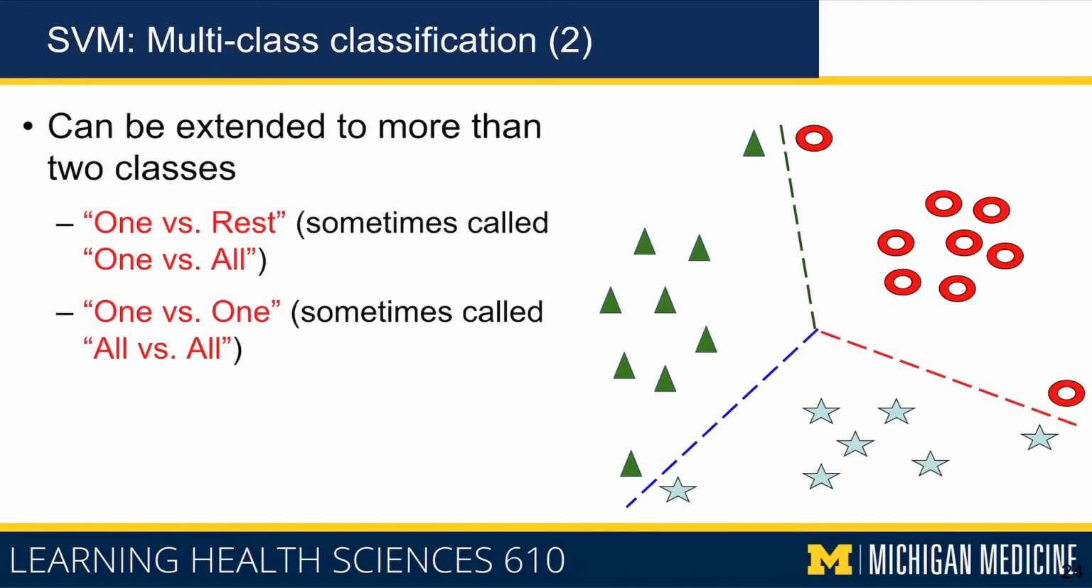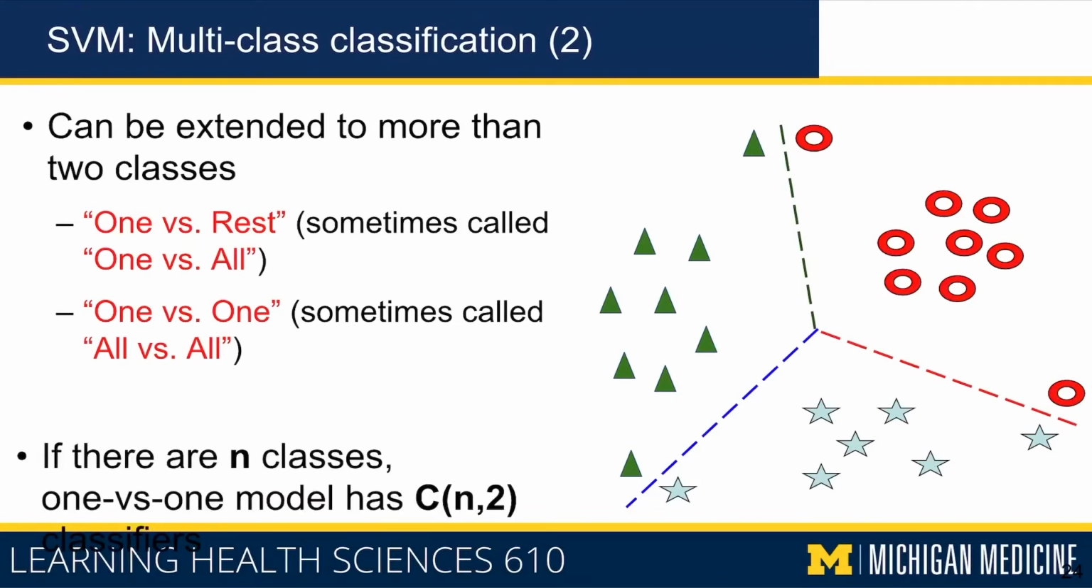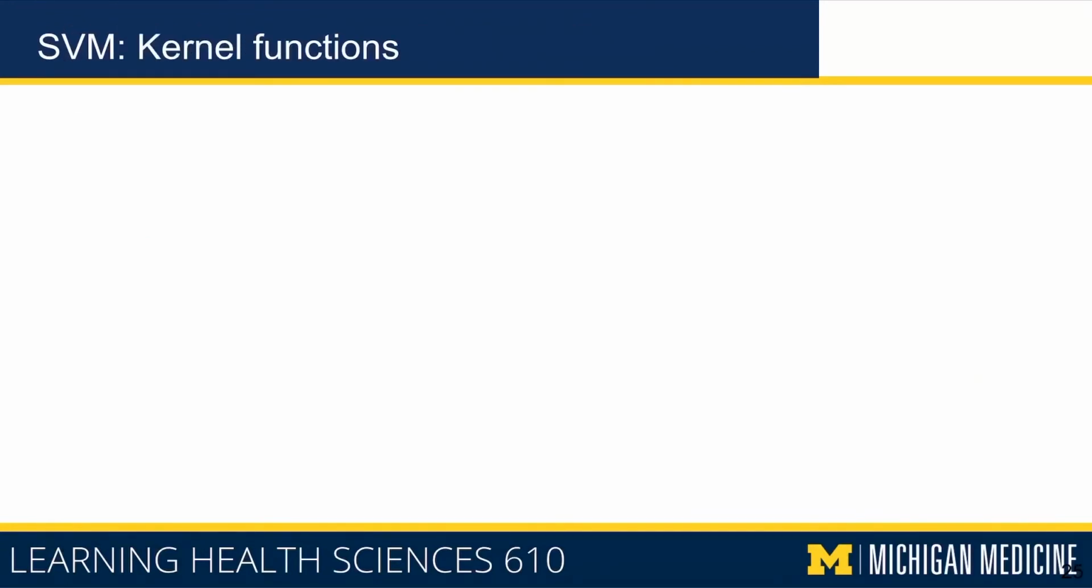For a one versus one classifier model, because you need to create binary classifiers between every two classes, if there are n classes, you will learn a combination of n choose 2 classifiers.